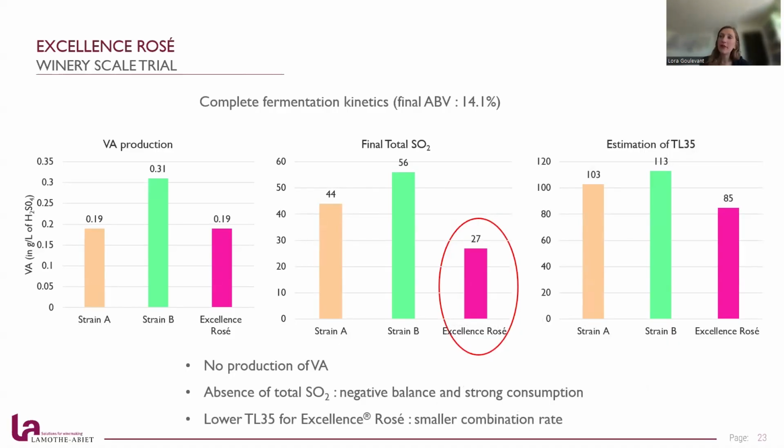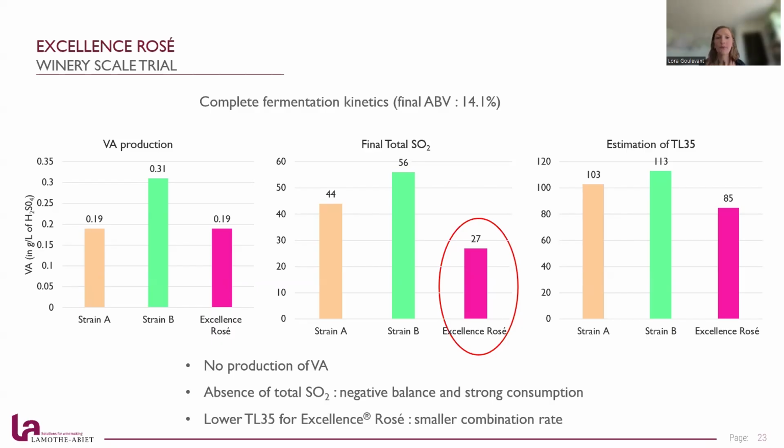After the fermentation, we calculate the VA production, the final SO2, and the TL35. So we can see that the strain B created way more VA than the others. So the other yeast, and especially the Excellence Rosé, didn't produce VA, or a very, very low amount. In terms of final total SO2, the Excellence Rosé consumed around 25 ppm of the SO2. So it has a strong SO2 consumption compared to the other one.